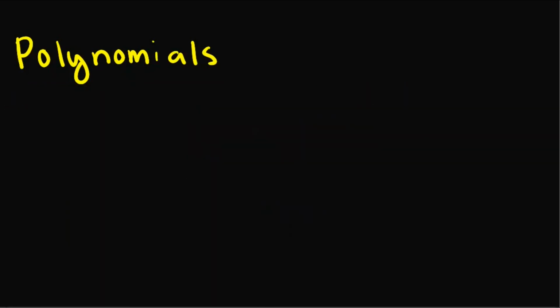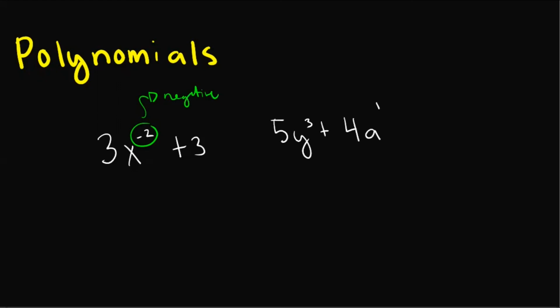Lastly, let us show some examples of not polynomials. So we have 3x raised to negative 2 plus 3. Clearly, this one is not a polynomial since its exponent is negative. Also, we have 5y cubed plus 4a raised to 1/2. This one is also not a polynomial since its exponent is a fraction. So both of these do not have non-negative integer exponents, since this one is negative and this one is a fraction.